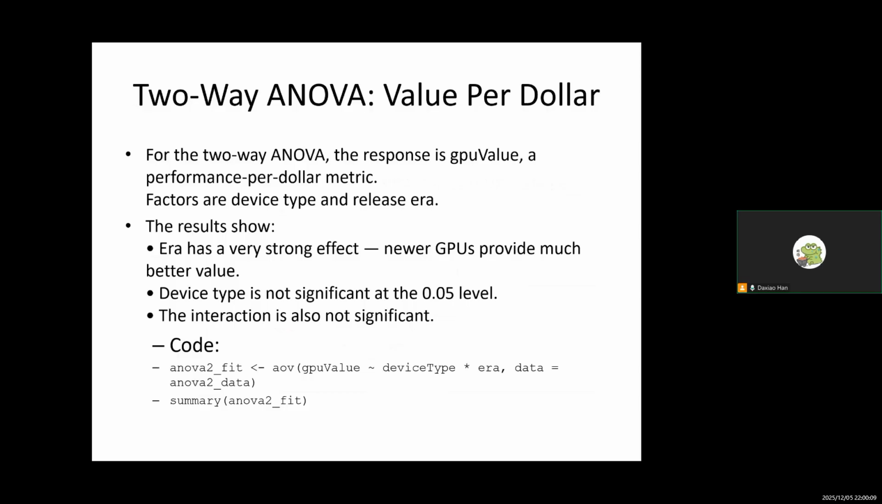Then we will talk about the two-way ANOVA. The response is GPU value, a performance per dollar metric. Factors are device type and release era. The result shows that era has a very strong effect. Newer GPUs provide much better value. Device type is not significant at the 0.05 level. The interaction is also not significant.